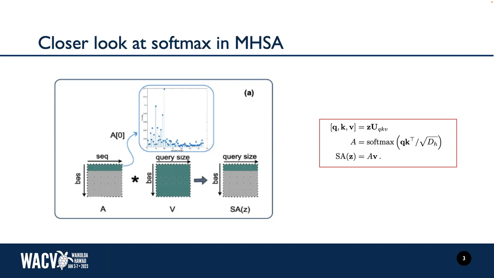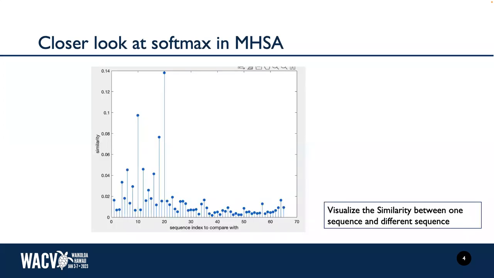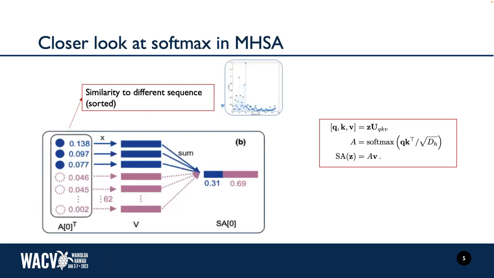From the figure, we can see few values are larger and most values are smaller. This seems meaningful in terms of similarity. However, it is problematic when we observe all these attention probabilities as a whole.